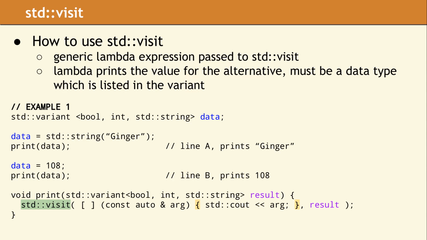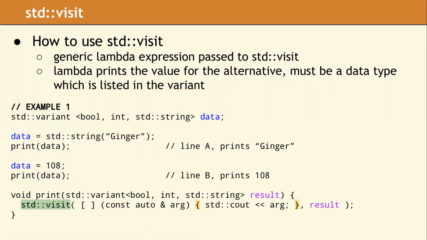Since a variant can have only one value at a time, the value in the variant is called the current alternative, and it will be passed as the variable arg in the lambda expression. We need to declare arg as auto because there is no way to know what data type result will contain. For line A, the variant will contain the string ginger, and the call to visit will pass this string to the lambda expression. The variable arg will contain the string, and cout will print the string.